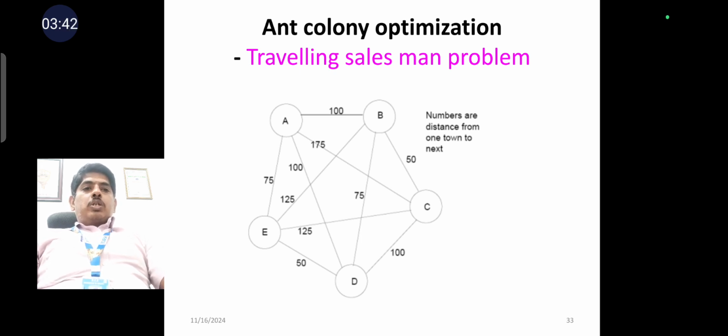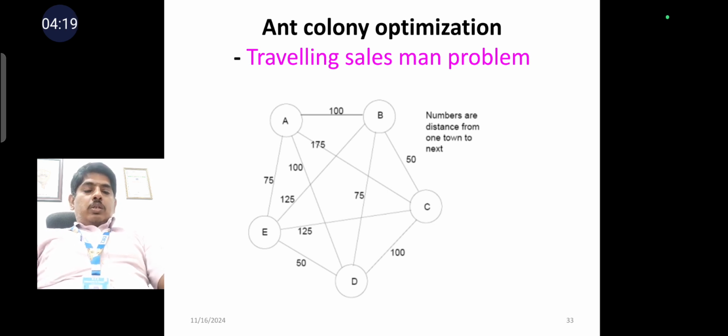Here we mention the different areas: A, B, C, D, and E. For example, we have to move from C to A, so we have to identify the shortest path. How do we identify it? Through B, we can reach A. Otherwise, through D and E, we can reach A. We have to calculate the distance to see which one is the shortest path. Or otherwise, go directly from C to A.